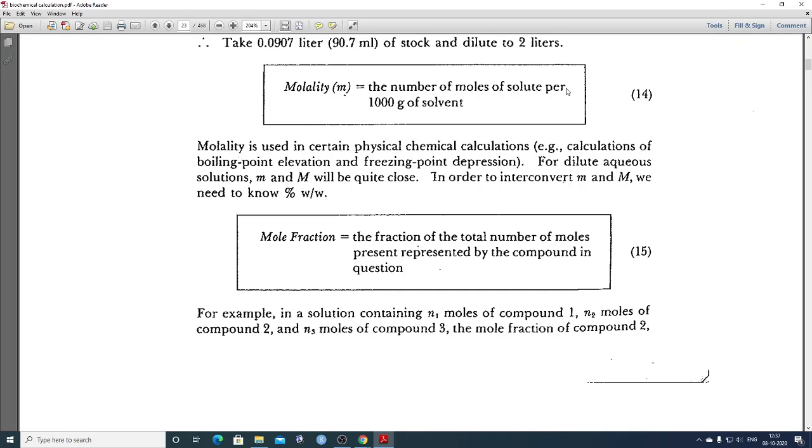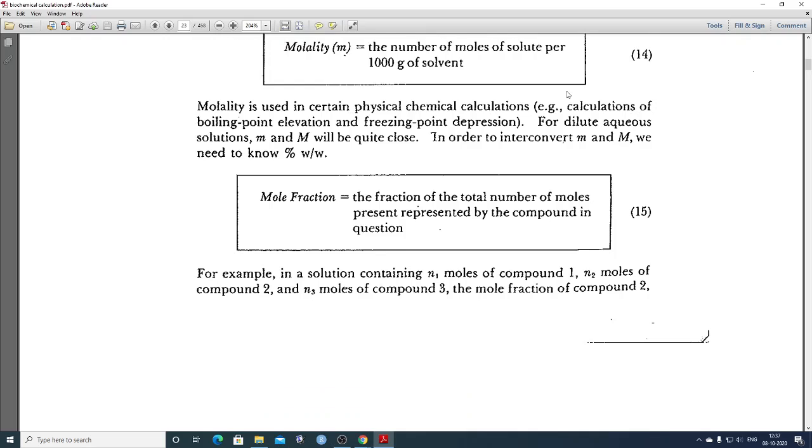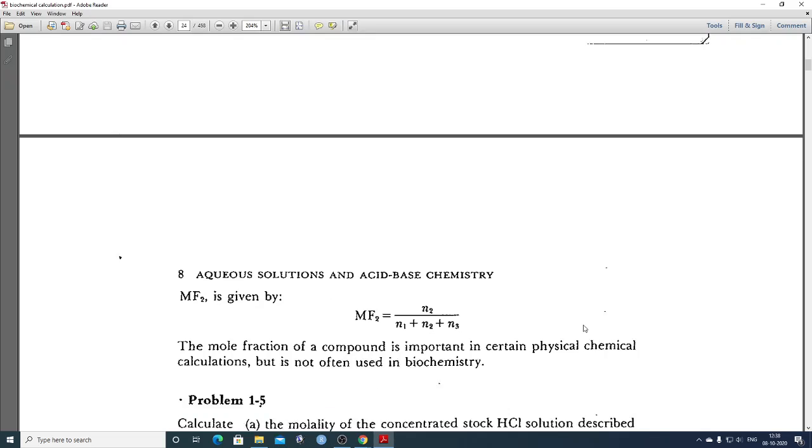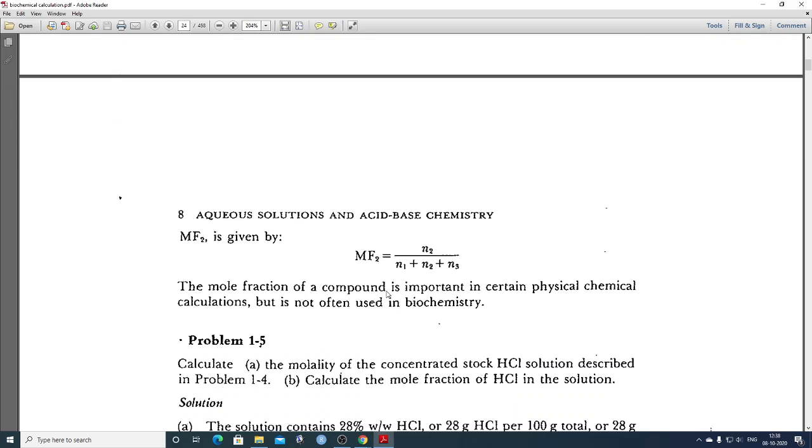Now mole fraction. The fraction of total number of moles present represented by the compound in question. So mole fraction we want to calculate here. For example, in a solution containing N1 moles of compound 1, N2 moles of compound 2, and N3 moles of compound 3, the mole fraction of compound 2 is calculated by simple proportion: N2 divided by N1 plus N2 plus N3.